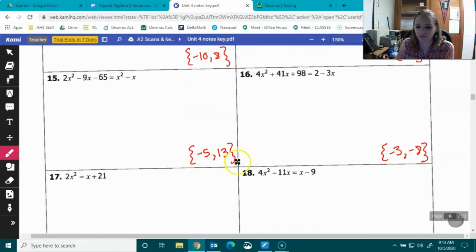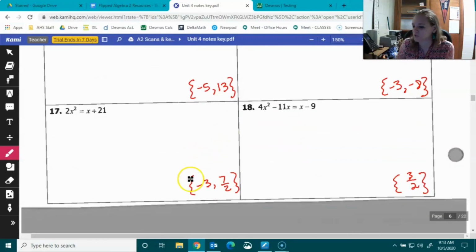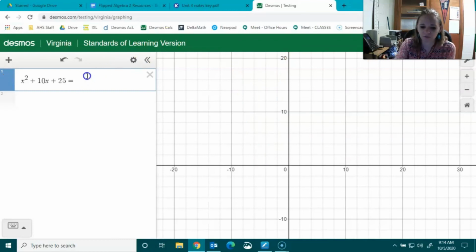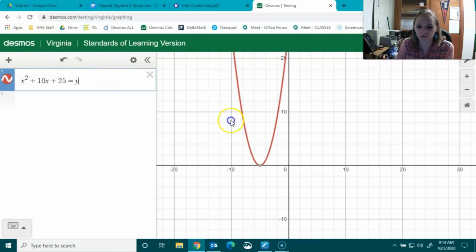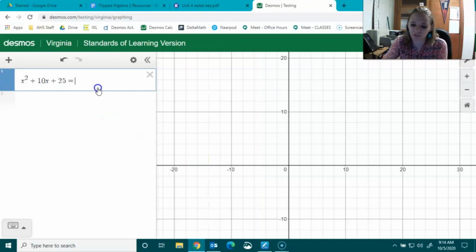Number 15, negative 5 and 13. Number 16, negative 3 and negative 8. Number 17, negative 3 and 7/2. That's the same thing as 3 1/2. And 18 must do the same thing. It gets 3/2 as the solution, so it probably scoops down. I didn't check it, but it would probably scoop down as well. And again, to get that, you just change this from a 0 to a y. Okay? And that's the actual graph of this. When it's equal to 0, that is just showing us the solution. But really, the actual graph of this equation is when you have it equal to y.